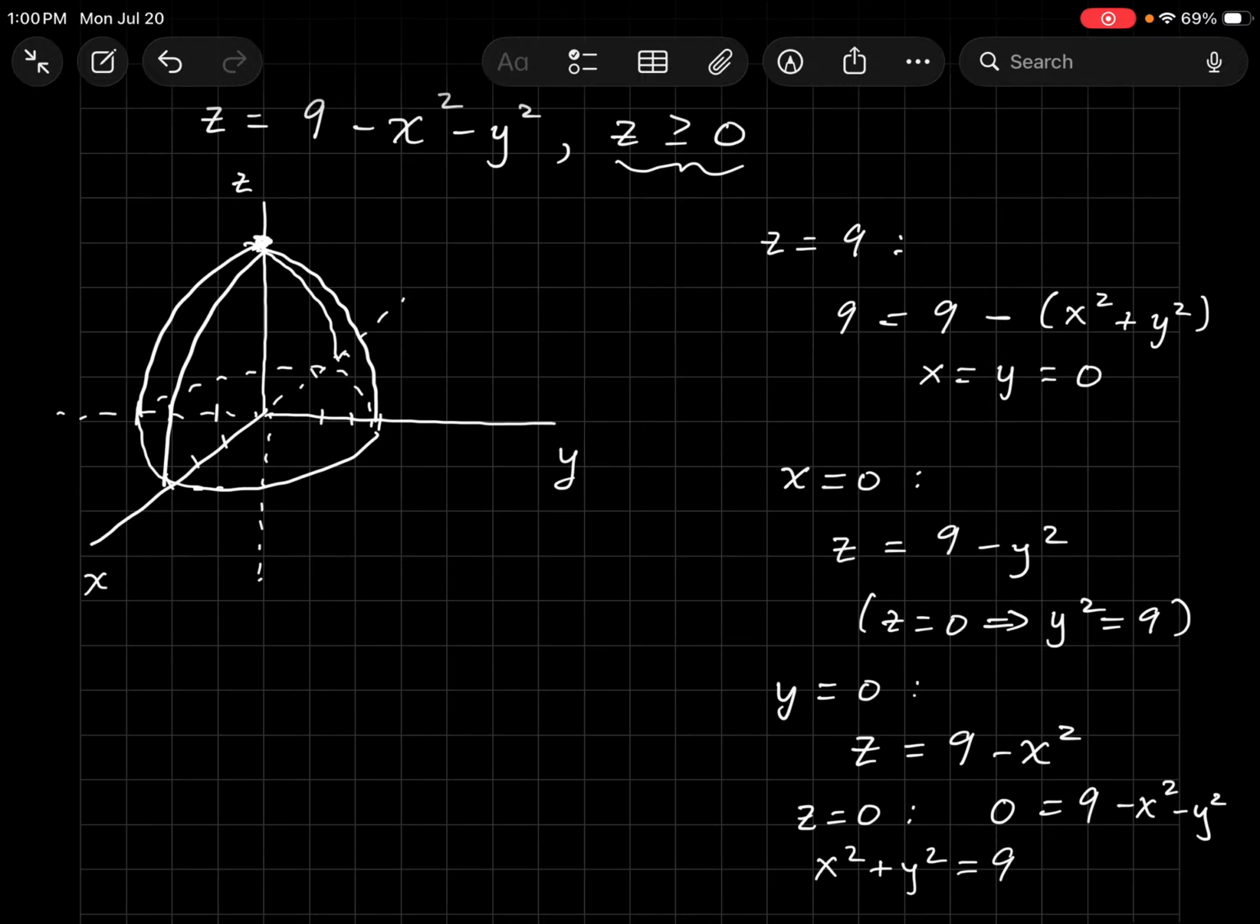So we have a shape. It's limited because of this back part, z greater than or equal to 0. But the traces in the yz and xz planes are parabolas. So this shape we would call a paraboloid.